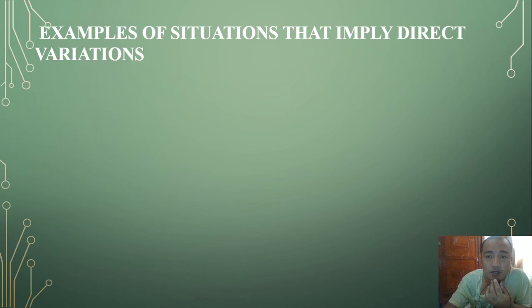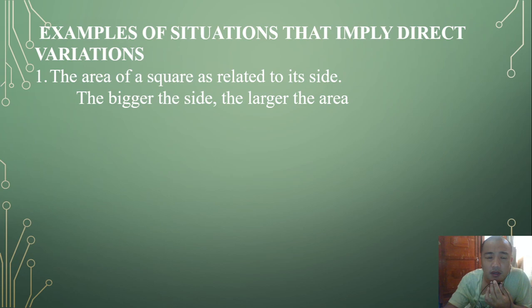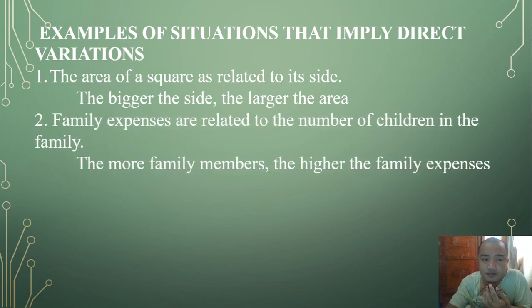Examples of situations that imply direct variations: the area of a square as related to its side. So the bigger the side, the larger the area. See? That's an example of a direct variation. Diba? If the side is 2, what is the area of the square? 4. If the side is 3, what is the area of the square? 9. So the bigger the side, the larger the area.